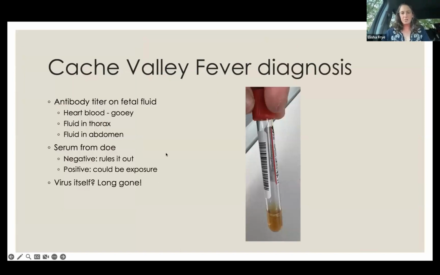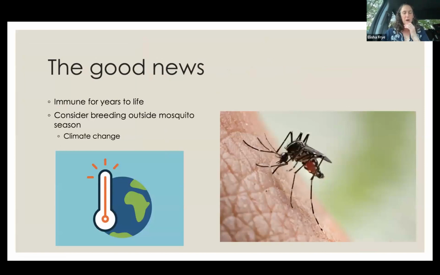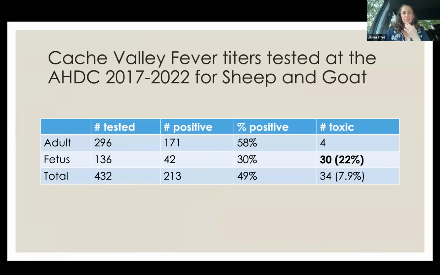So that's the deal on Cache Valley. The good news about Cache Valley is that once you've been exposed, you're immune for years to life. And some folks consider breeding outside the mosquito season, which is hard to do with climate change, right? Because our mosquito season is longer when it's warmer more of the year. And this is just a little chart of the Cache Valley titers here at the lab. So of the samples that we've tested, 30% have been positive. So it's out there. It's a real thing that's definitely becoming endemic, I think, in our region.